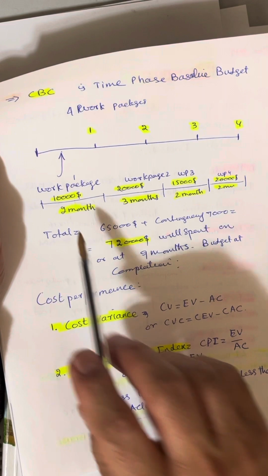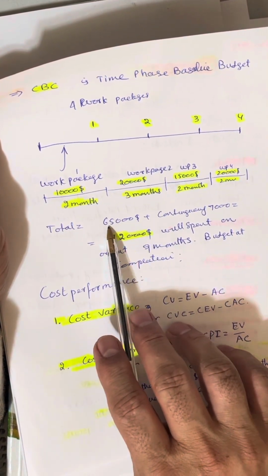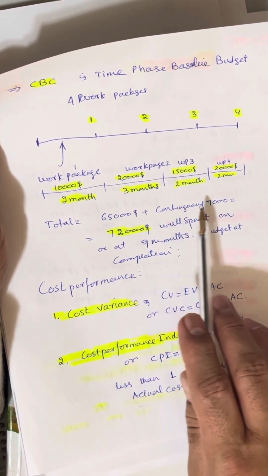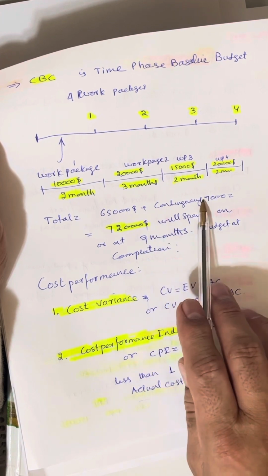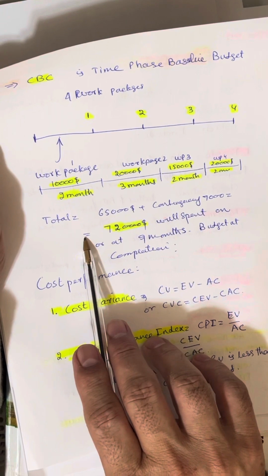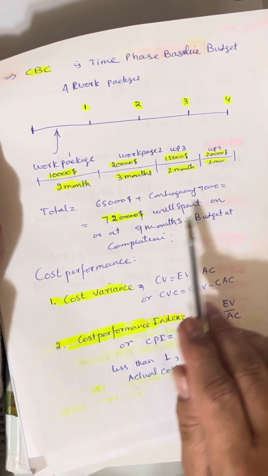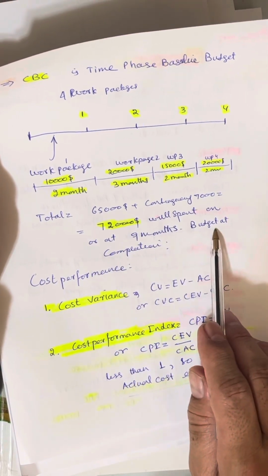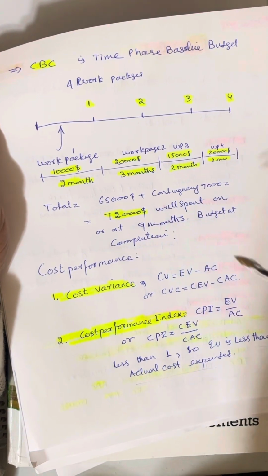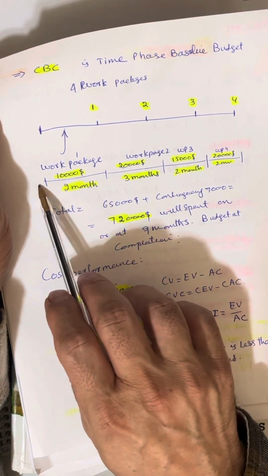So what I did is, the total is $65,000, the project budget we calculated, and $7,000 I put as contingency or emergency fund. So when I calculated, it is $72,000 to be spent over 9 months, the budget at completion. So this is the cumulative budget of $72,000 for the project, which we have to spend time-wise.